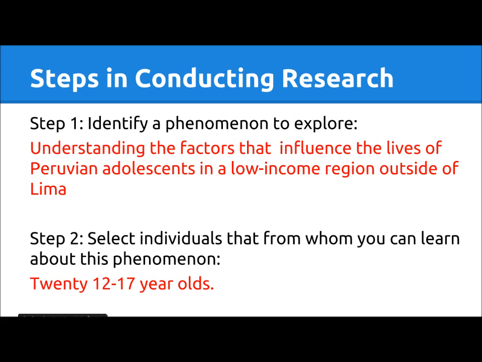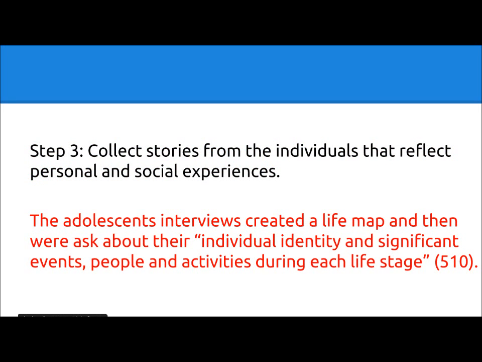Now, step two was to select individuals from whom you can learn about this phenomenon. And in this specific article, it was 20 students, or 20 people, around the ages of 12 and 17 years old. In step three, we collect the stories from the individuals that reflect the personal and social experiences. And in this article, they were interviewing adolescents in two different steps.